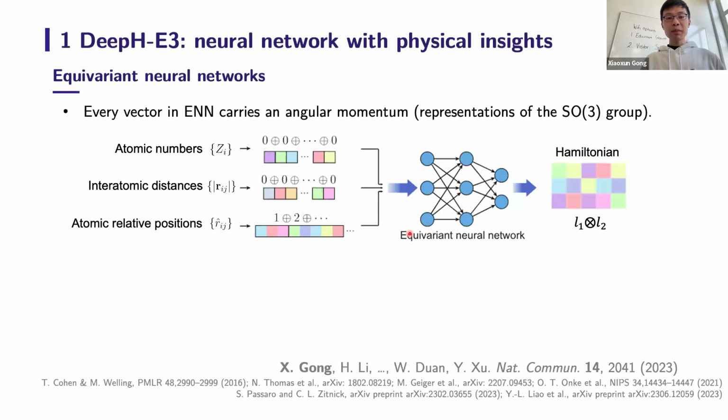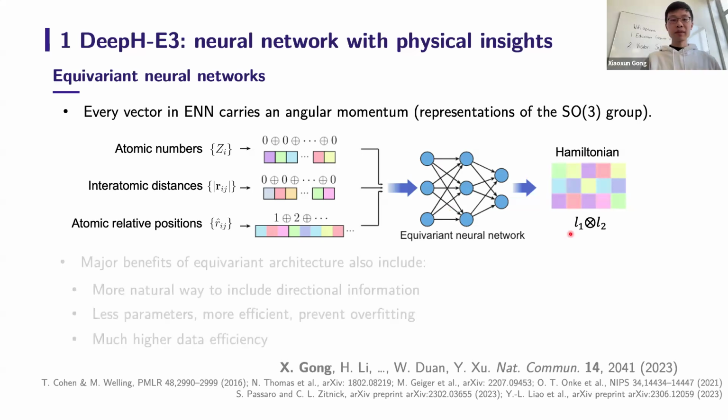So we pass all these equivariant features into our neural network, and inside the neural network, all features are also equivariant, and the final output Hamiltonian is also equivariant, which is the Hamiltonian has a representation of the tensor product representation, which is basically the angular momentum of the atomic orbital on the one side, and a tensor product, the angular momentum of the atomic orbital on the other side.